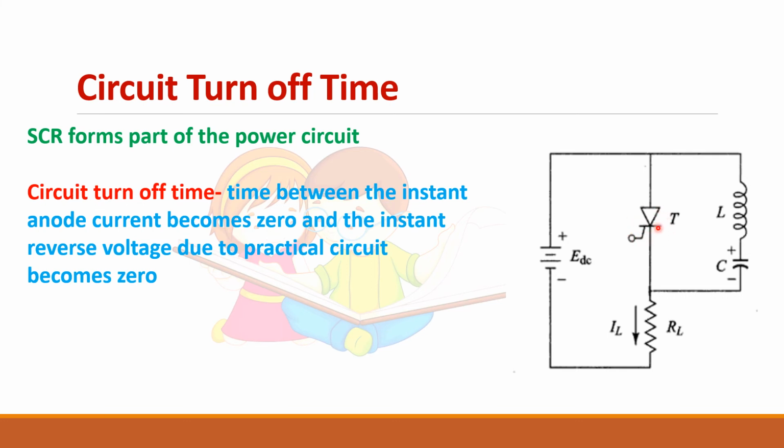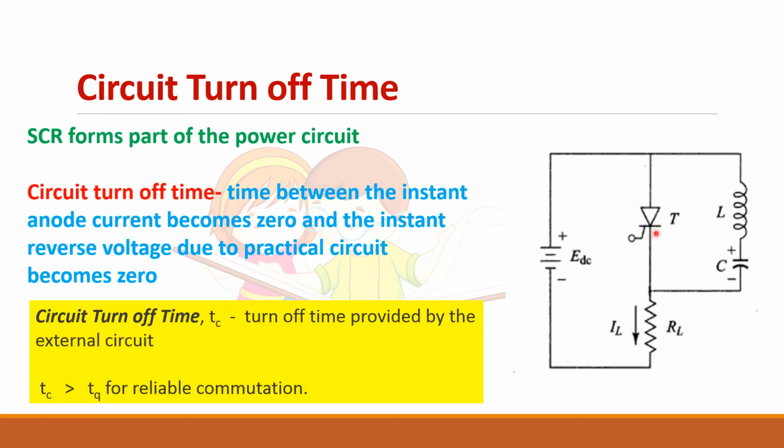To avoid this, you have to ensure that in this circuit also current will not flow through this SCR, or it will provide necessary time for the SCR to regain its forward blocking capability. That is called circuit turn off time. So TC should always be greater than TQ so that commutation failure will not occur.